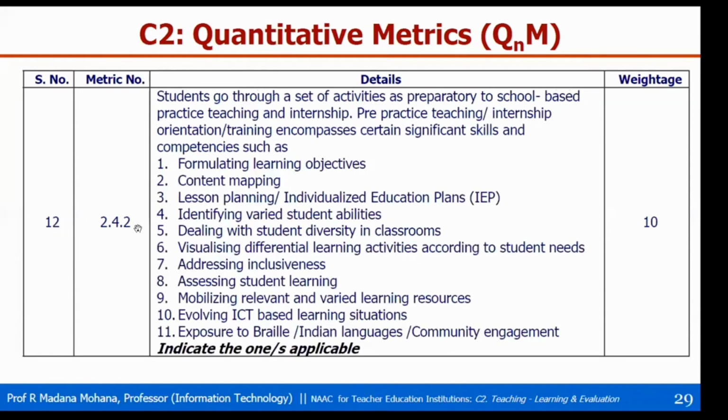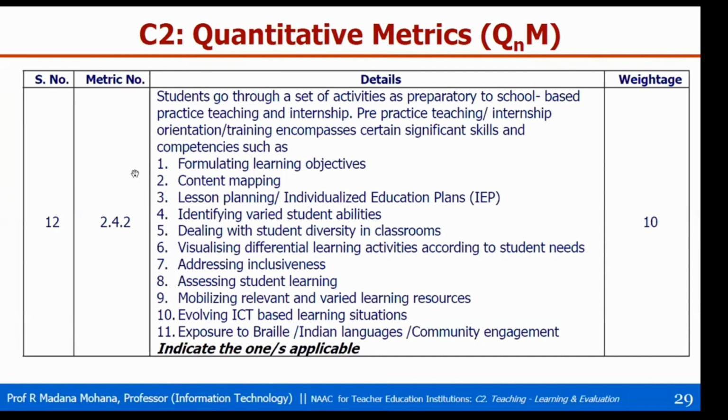Then the next metric is 2.4.2. This is related to students go through a set of activities as preparatory to school-based practice teaching and internship. Pre-practice teaching or internship orientation or training encompasses certain significant skills and competences in the following areas: formulating learning objectives, content mapping, lesson planning or individualized education plan, which was covered in the previous metric, identifying varied student abilities, dealing with student diversity in classrooms, visualizing differential learning activities according to student needs, addressing inclusiveness, assessing student learning, mobilizing relevant and varied learning resources, evolving ICT-based learning situations, expertise in Braille or Indian languages or community engagement. Out of 11, whichever is applicable to you, you can select. This metric carries 10 points.